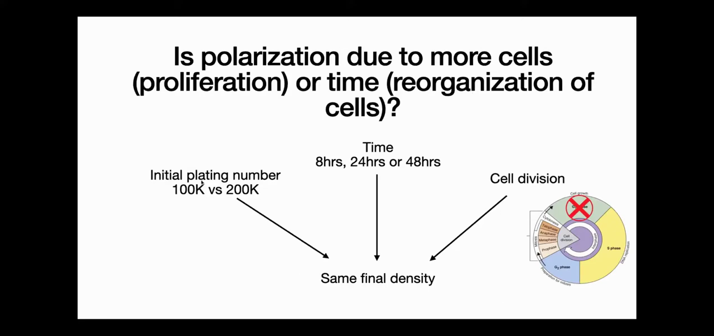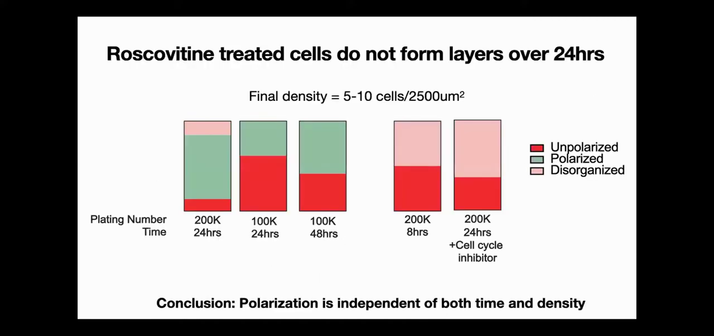So we did these 3 different manipulations, but for each one, the data I'm going to show you is all the same final density. So this way we've decoupled density from time or cell number, initial cell number that is, and division. So we're looking at all of the same final density, but we've got there in different ways. So when we look at that data, we actually see that if we treat the cells with roscovitine, which is that G1 inhibitor that I was just mentioning, we see that none of those over 24 hours form layers. So all of them are unpolarized or disorganized.